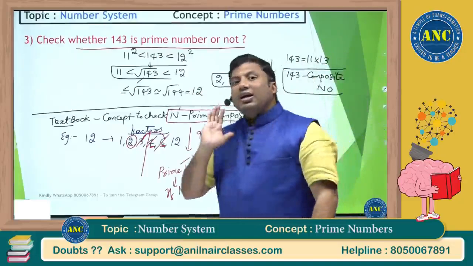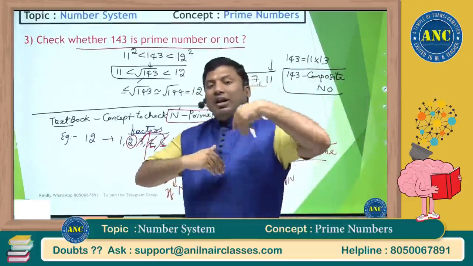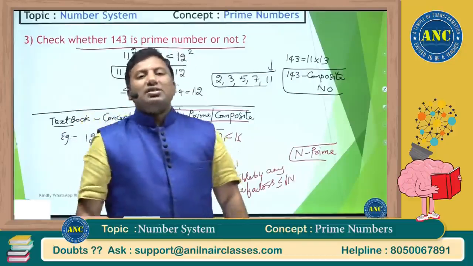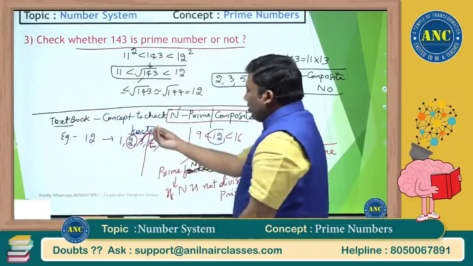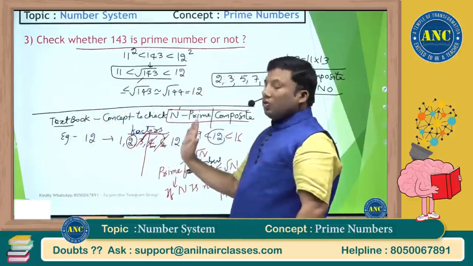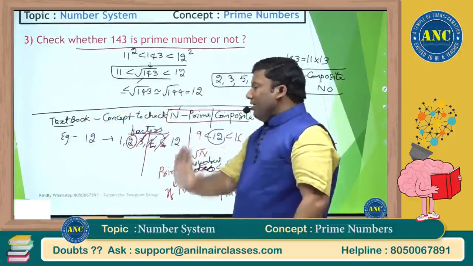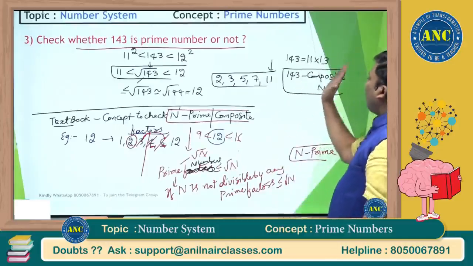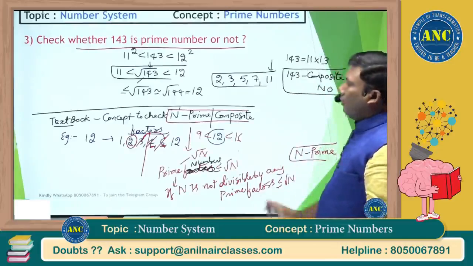Why are we taking less than or equivalent to root n? Anything greater than root n is derived from the numbers less than or equivalent to root n. I just took the factors to explain the concept, why numbers greater than root n are derived from the factors less than root n. I hope the idea is clear. 143 is a composite number.